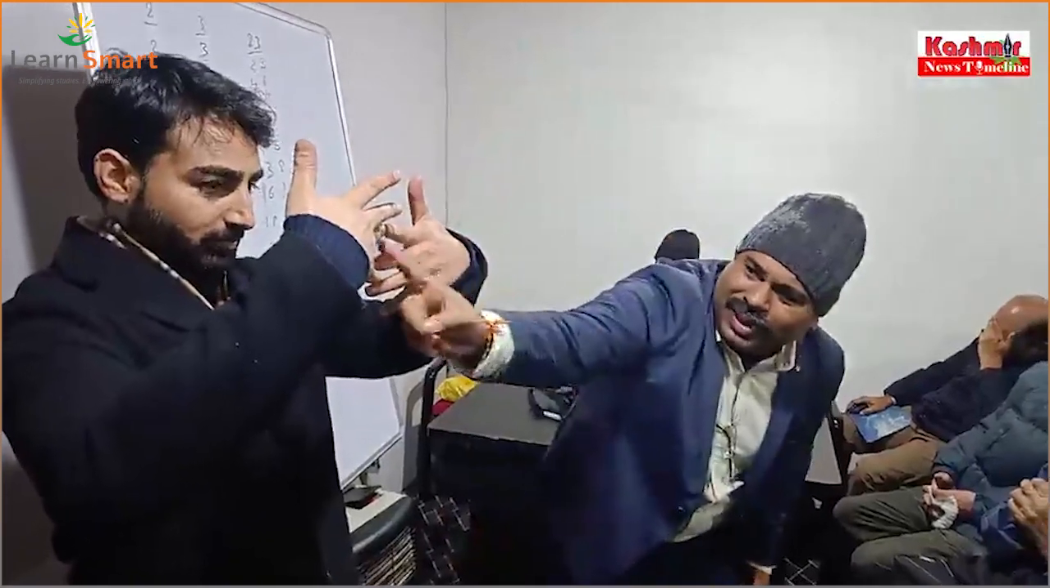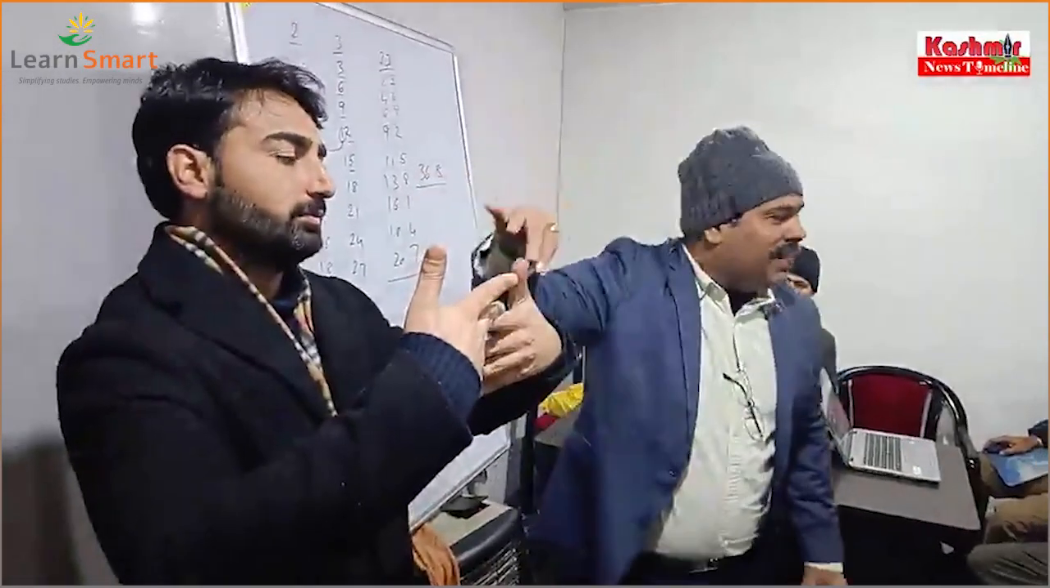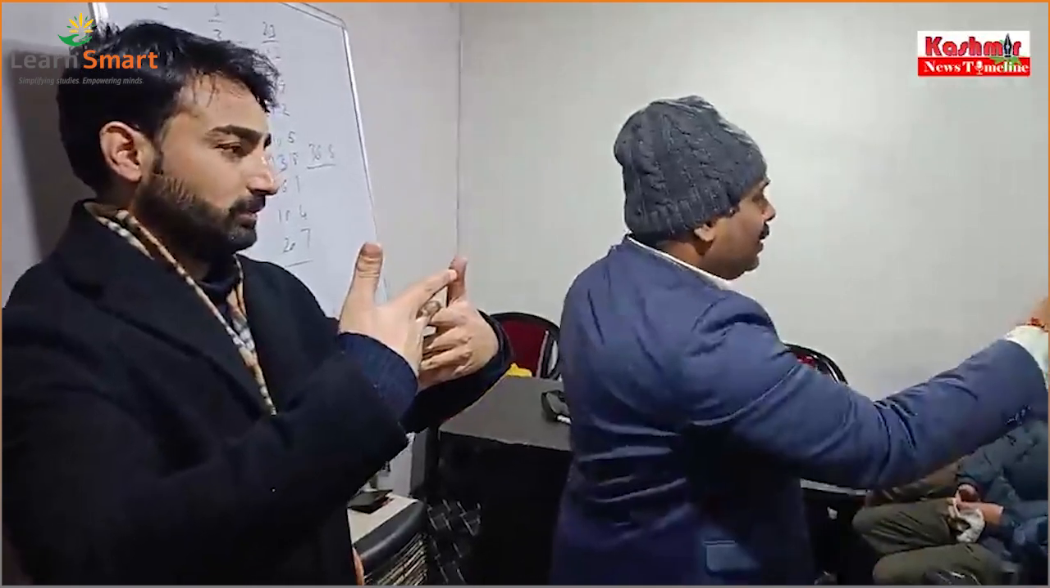Super. So now see 1, 2, 3, 4, 5, 6. 6 means 60. This side 3, this side 1. 3 ones are 3. Answer is done. All tables are in our hand only. Why should we learn?